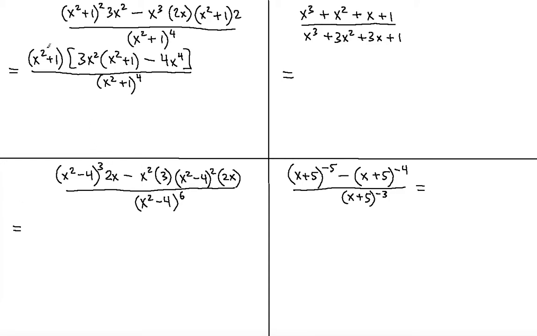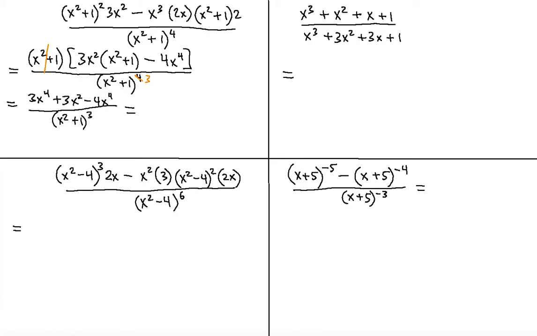Now check this out. The x squared plus 1 factor cancels out with one of the 4 factors here. So this becomes reduced to three factors in the bottom. So as a result, we're going to have, let's see, 3x squared times x squared is 3x to the fourth, plus 3x squared times 1, minus 4x to the fourth, divided by (x squared plus 1) to the third power.